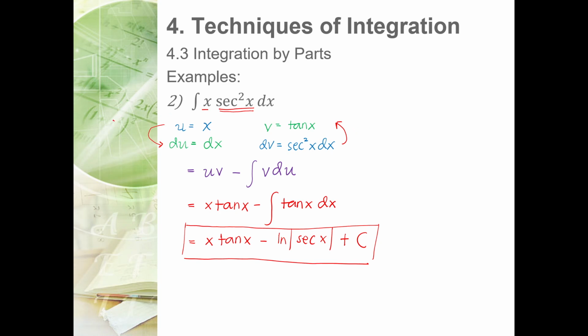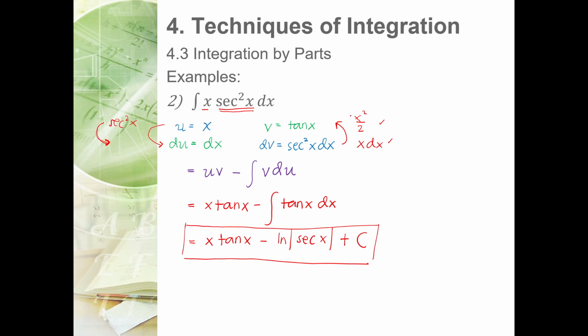Because if you place secant squared x here, it seems difficult to derive, right? But if you place x dx here, you can have x squared over 2. So that's okay, right? But for secant squared x, the derivative seems difficult, because you have a derivative for secant x, but you don't have any derivative for secant squared x. So you will discover that as you go along with examples.